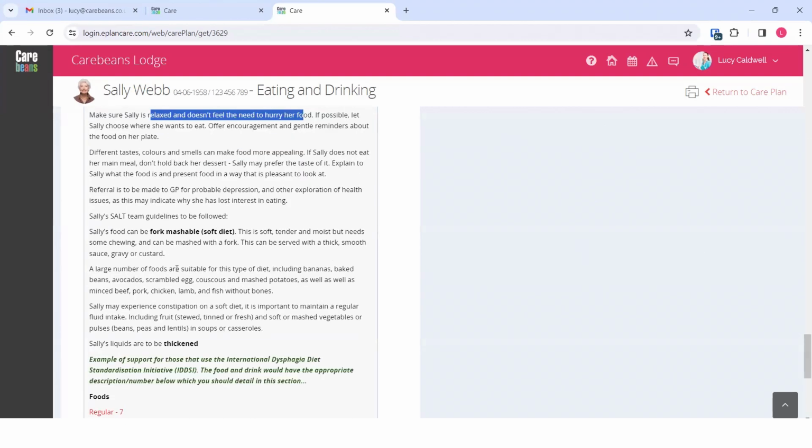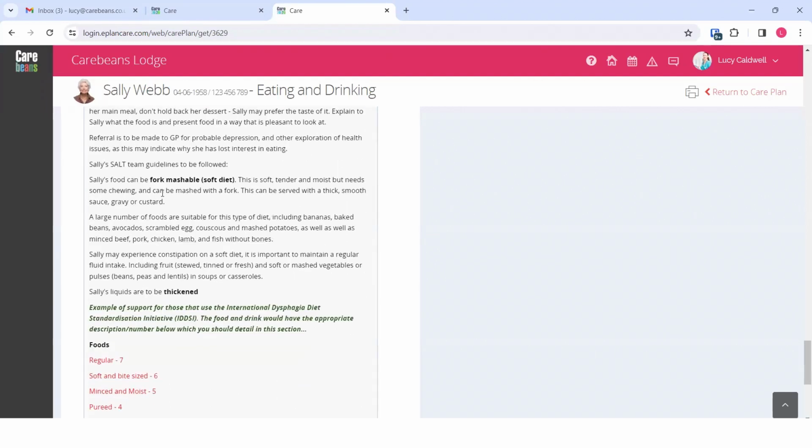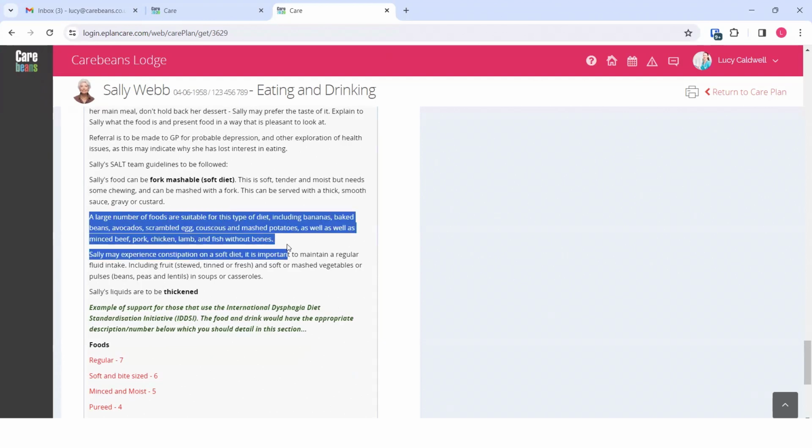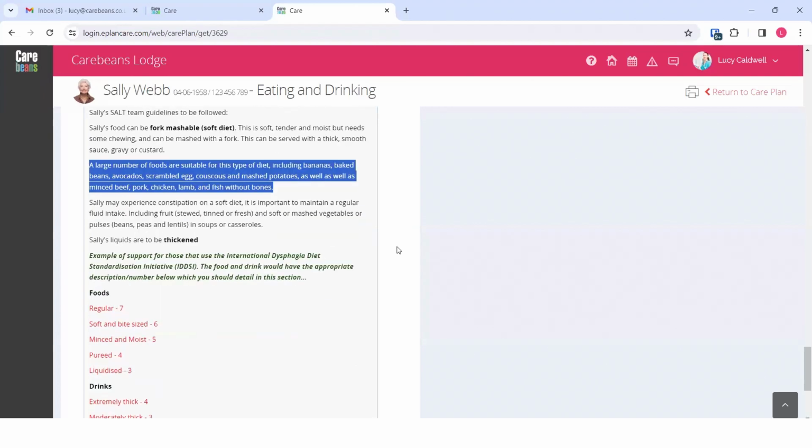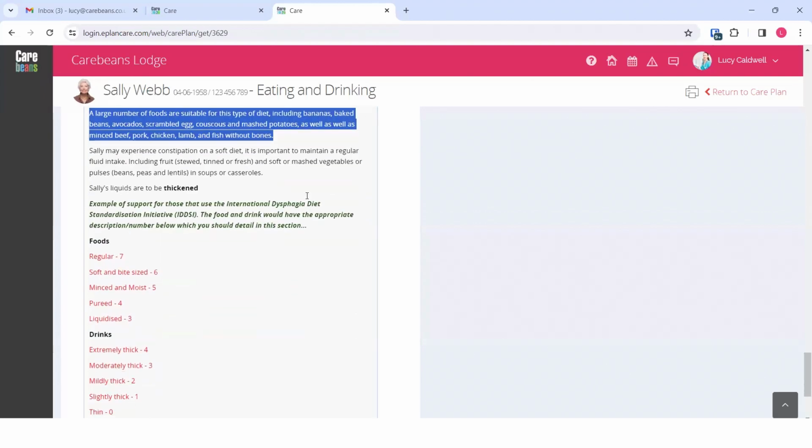And then I've put in the SALT team guidelines as well. So they've suggested that her food be fork mashable, so soft diet. I've described what that means. This is what the speech and language therapists have recommended. They've also recommended what types of food that could be, so I've put that in there as well. So it's all very clear what kind of food and what kind of consistencies she should be having, and also that her fluids should be thickened.